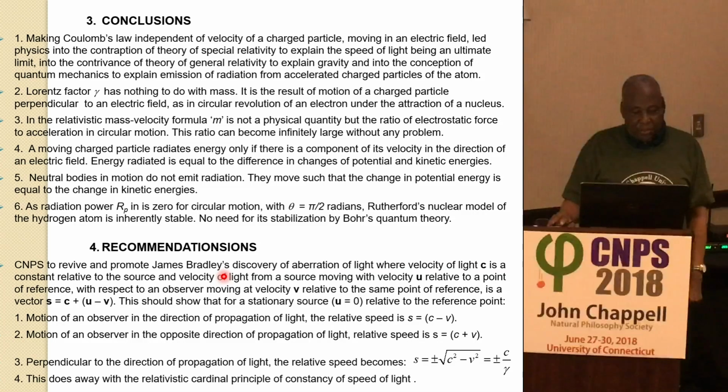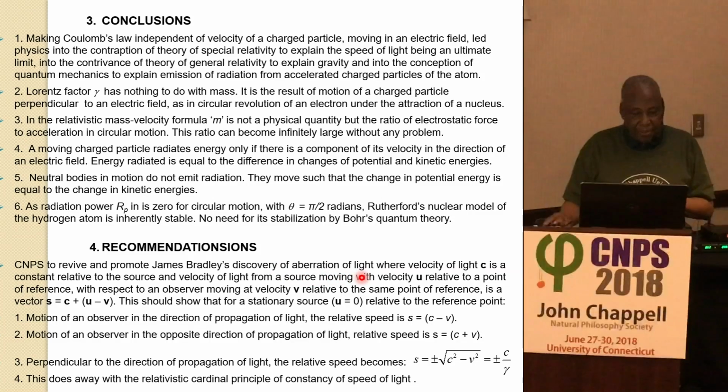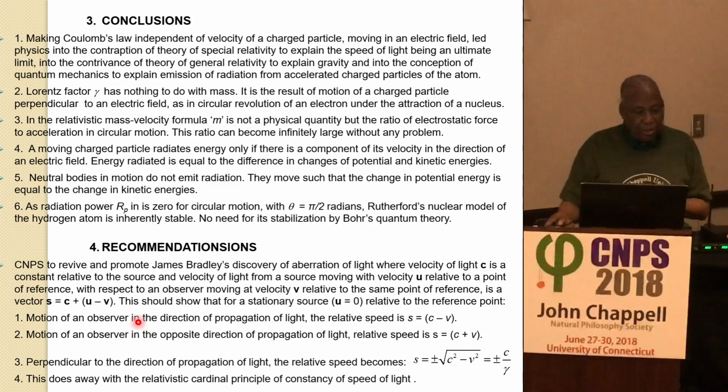CNPS to revive and promote James Bradley's discovery of aberration of light, where the velocity of light c is a constant relative to the source. The velocity of light is a constant relative to the source of light. And the velocity of light from a source moving with velocity u relative to a point of reference, with respect to an observer moving with velocity v relative to the same point of reference, is given by this equation: S is equal to c plus u, minus v.